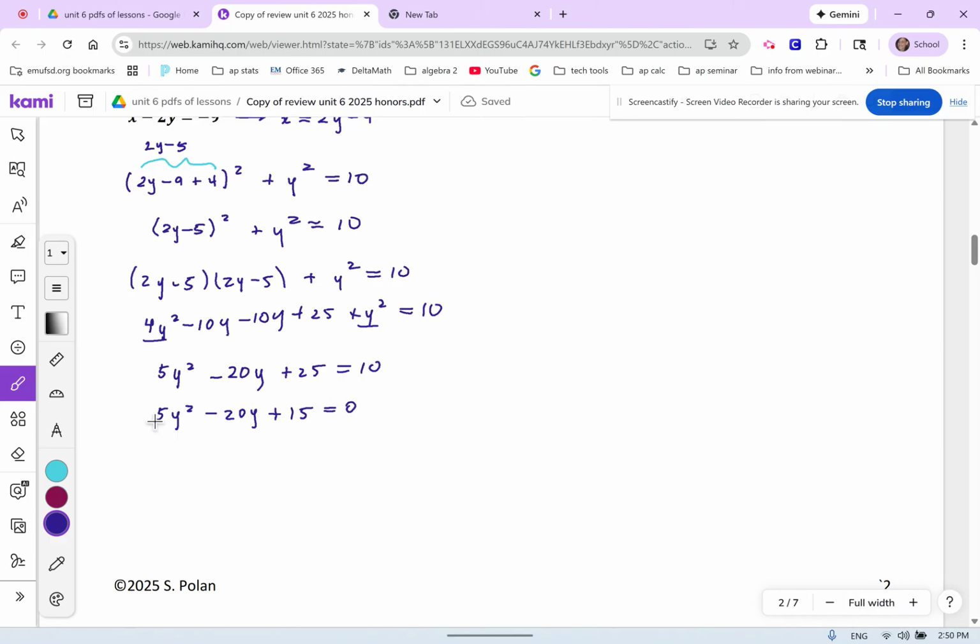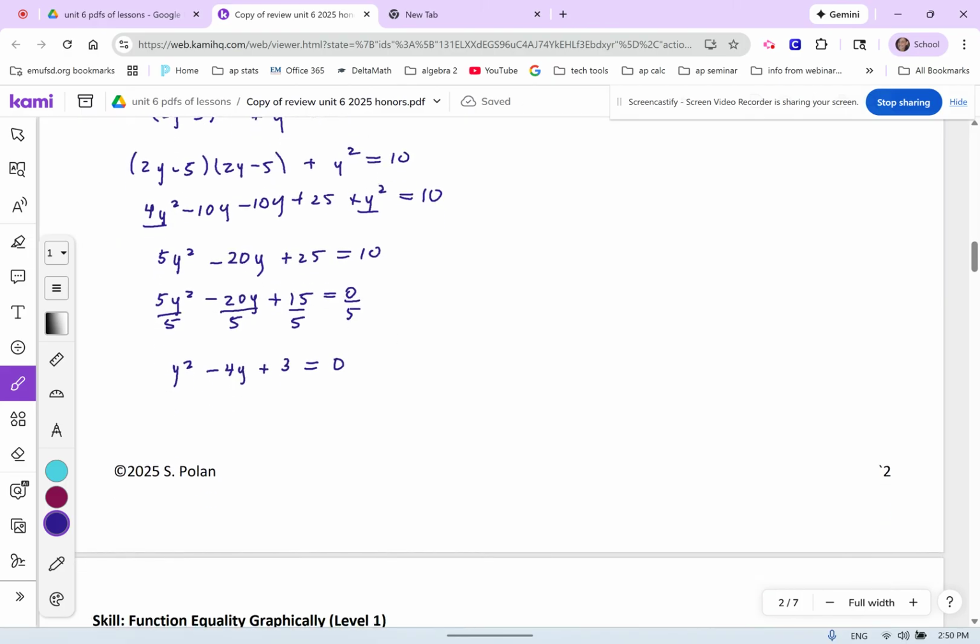And before I try factoring, I notice that all the terms are divisible by 5 on both sides of the equation. So I'm just going to make my life a little bit easier because it's much easier to factor this equation when the leading coefficient is 1. And now I'm going to factor, looking for two numbers that add to -4 and multiply out to +3. So that's y minus 3 and y minus 1 is equal to 0. So y is equal to 3 or y is equal to 1.